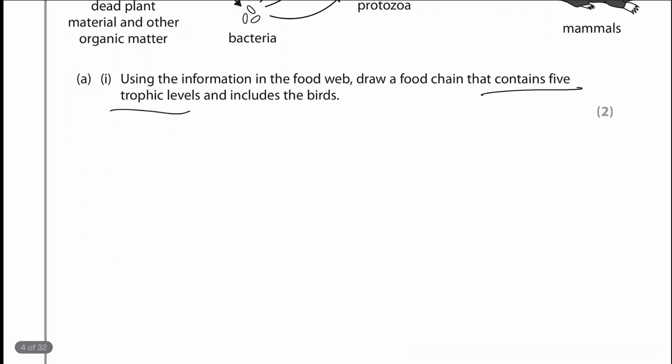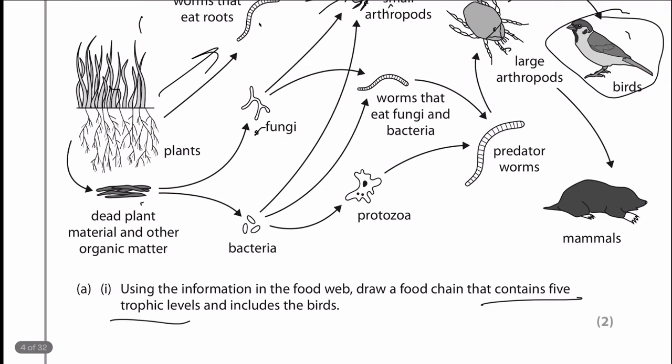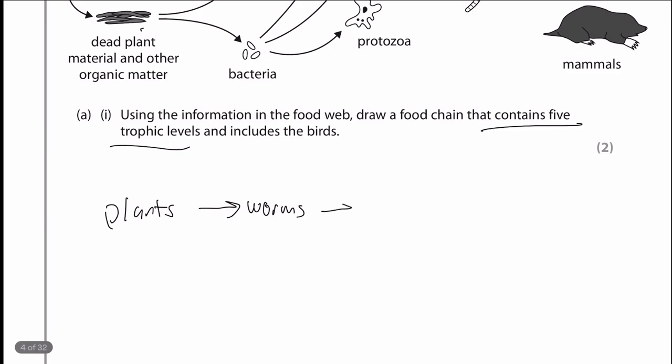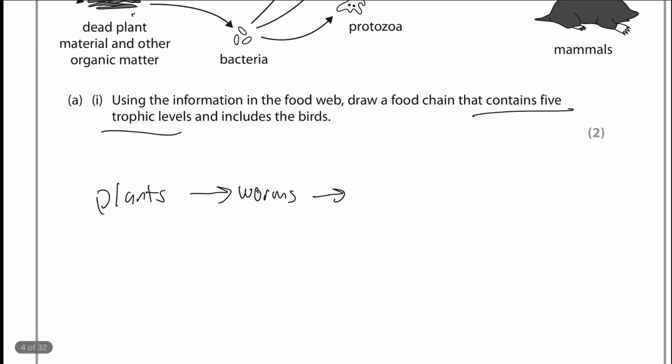I'm just going to do the one that we said at the start, which is plants. And this is how you draw it. You just want to draw an arrow that goes that way. Plants, worms. Write it exactly how it is. Worms that eat roots. Write it how it is. I'm not going to write it just in the sake of time, but yeah, write it exactly how it appears in the questions. Small arthropods, large arthropods.